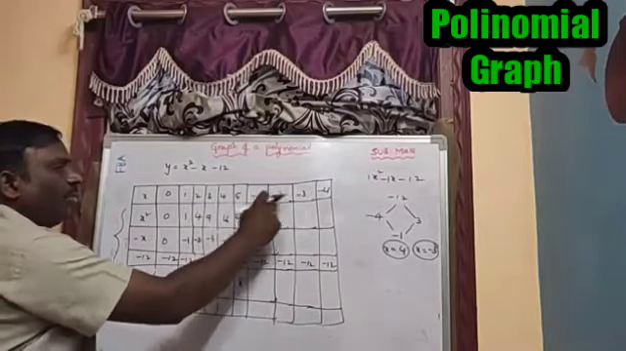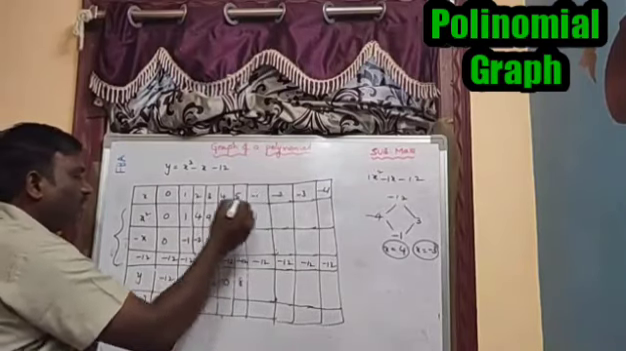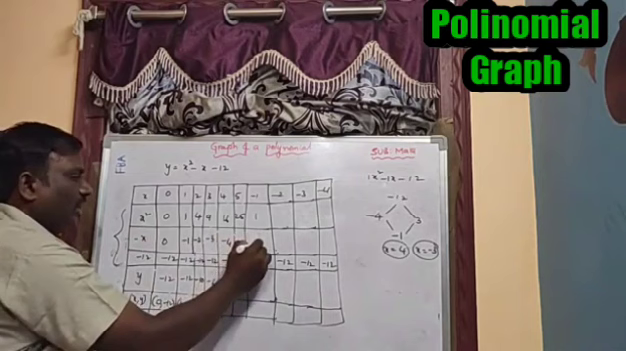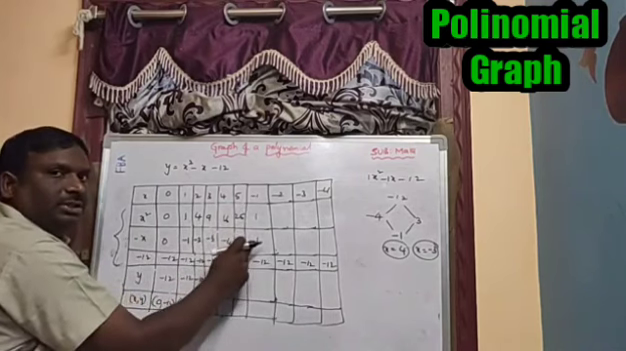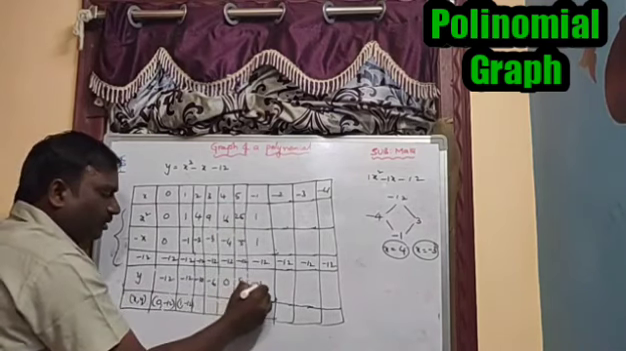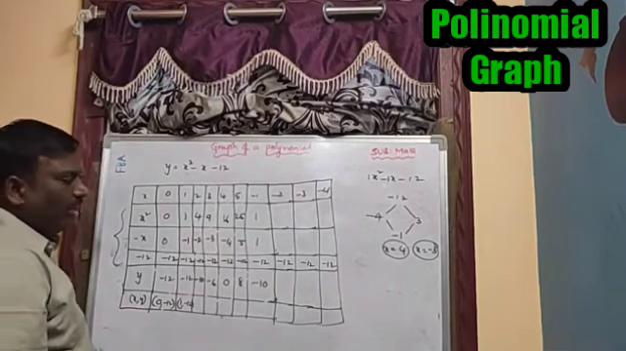Next -1. Be careful about negative values. -1 whole square is 1. Minus into minus is plus 1. So 1 plus 1 is 2. 2 minus 12 is minus 10.